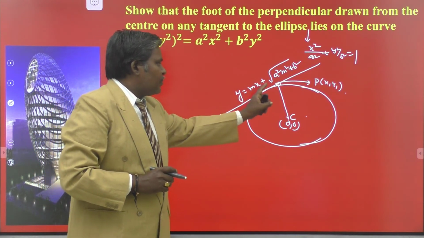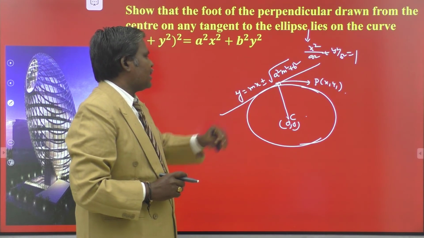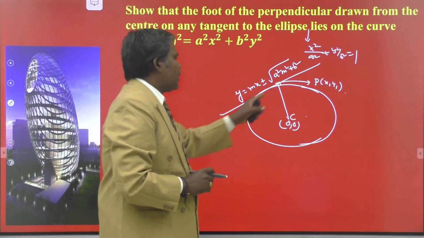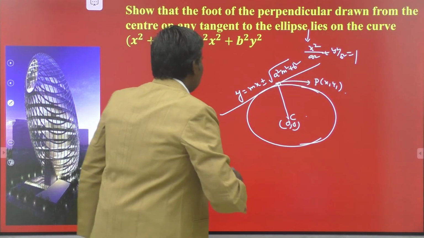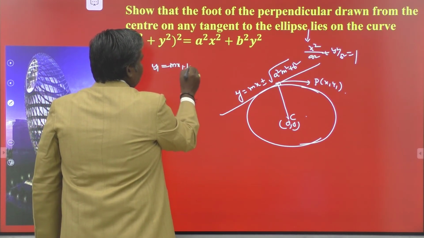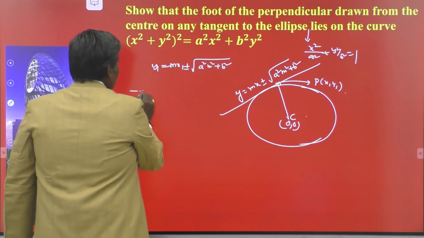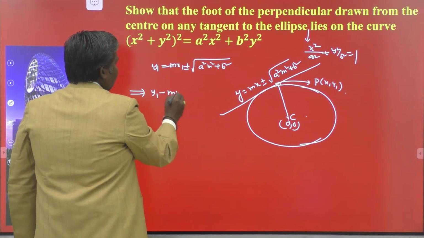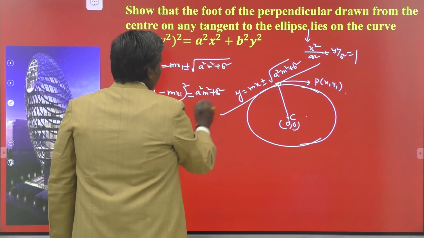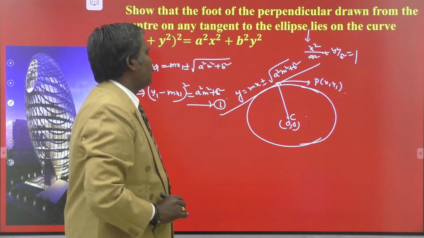The step is: (x1, y1) is the foot of perpendicular drawn from C(0,0) to the tangent y = mx ± √(a²m² + b²). Immediately, your foot lies on that line or not? Yes. Substitute that first of all. y1 = mx1 ± √(a²m² + b²), which implies we have the condition (y1 − mx1)² = a²m² + b². This is equation number 1, by substituting the foot on the line itself.